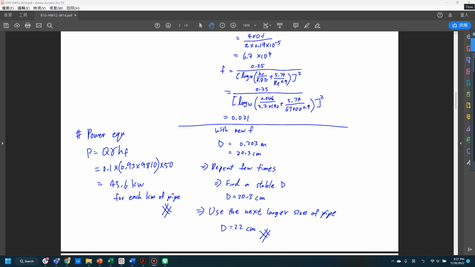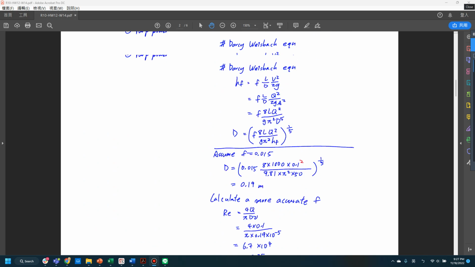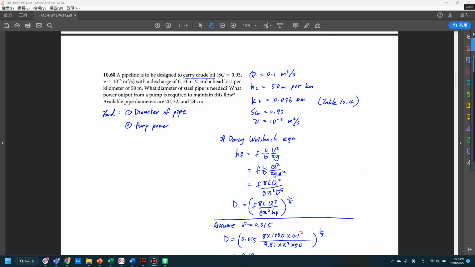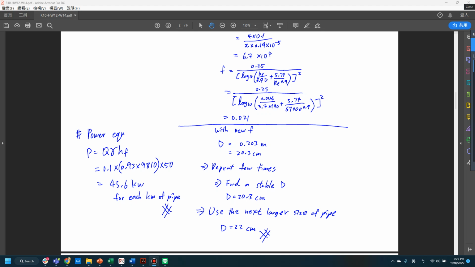So now we have the power, but let's just go back to this diameter part a little bit more. I skipped one step. After you find a stable value for the F, then you find a stable diameter, and in this case it's 20.3 centimeter. But because the available pipe diameters are 20, 22, and 24, you have to select the next larger one than the one we solved using this iteration process. And in this case, the D has to be the 22 centimeter one.